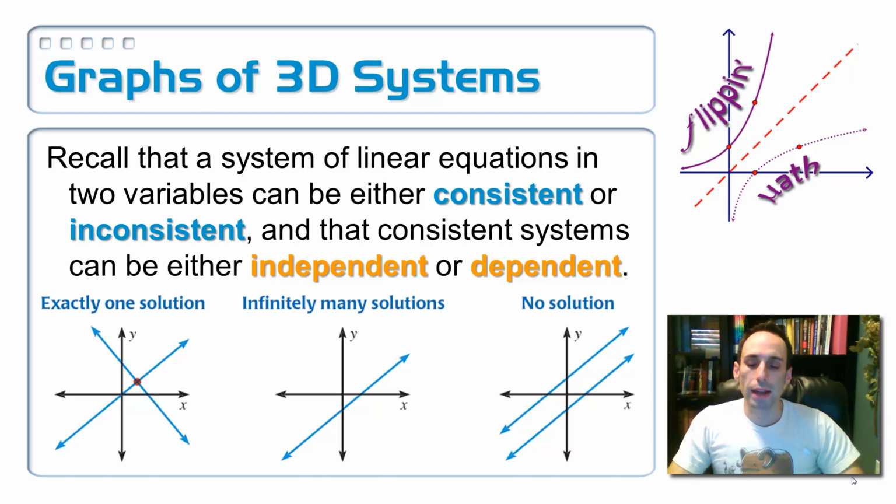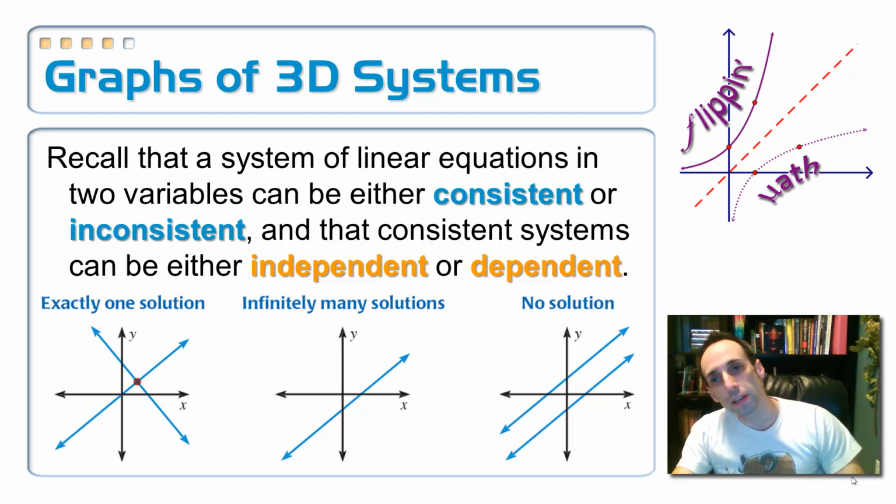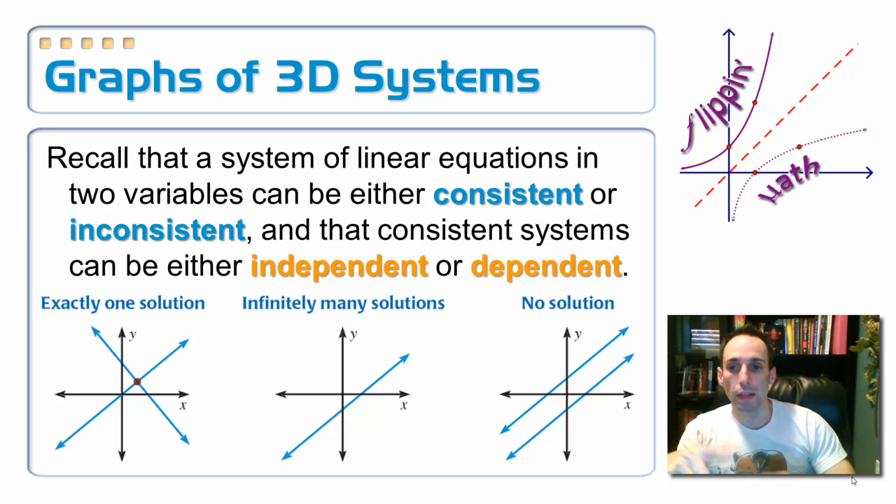So let's take a step back here and remember the vocabulary and how it goes for 2D systems, okay? So for a 2D system, we say it's consistent or inconsistent. It's consistent if you have at least one solution, and if you have exactly one solution that's independent and they just cross at one point, they intersect at one point, okay? If they intersect everywhere, you have infinitely many solutions. We call that dependent consistent. And then finally, the last possibility was that the lines were parallel. They never touched each other. You had no solution. We call that an inconsistent system.